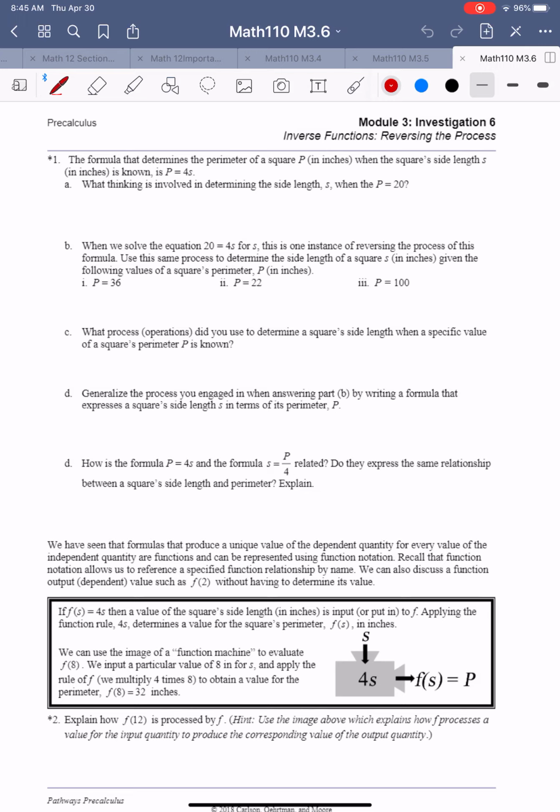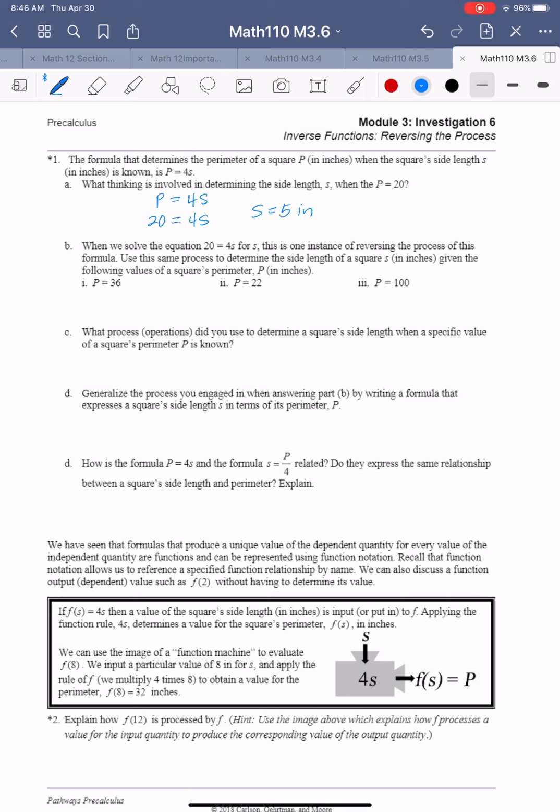Number 1, the formula that determines the perimeter of the square P in inches, where the square's side length is S, is P equals 4S. So what thinking is involved in determining the side length S? In order to find the side length S when P equals 20, the formula is P equals 4S, but P is 20 and we are looking for S, so divide by 4, so S equals 5 inches.